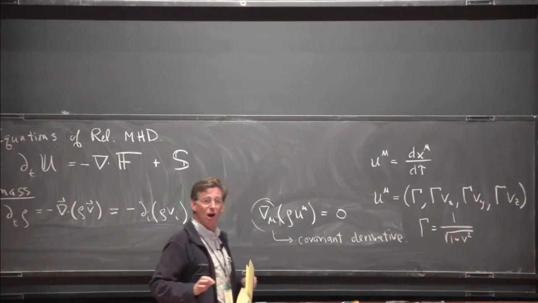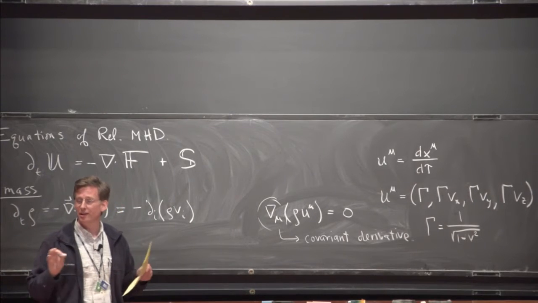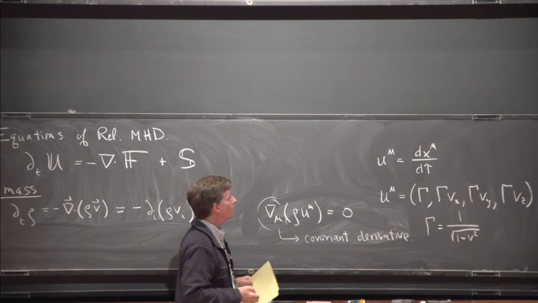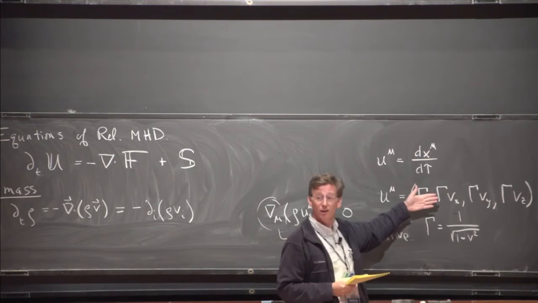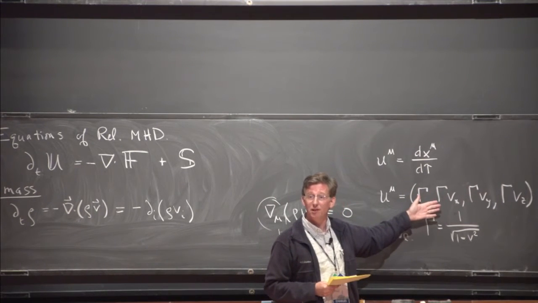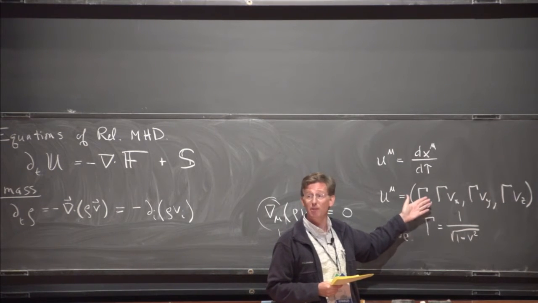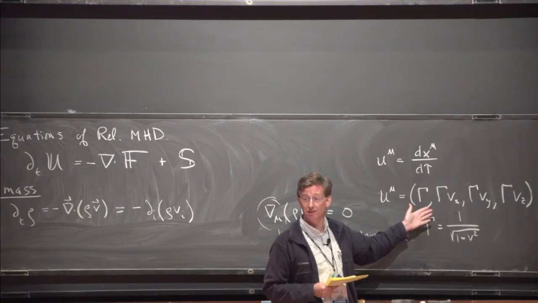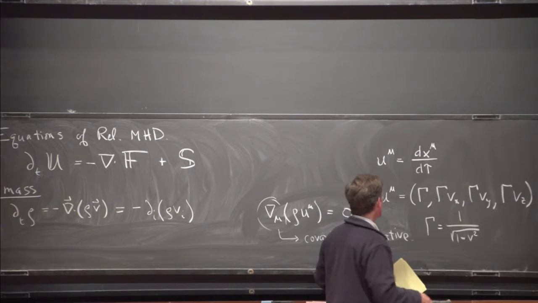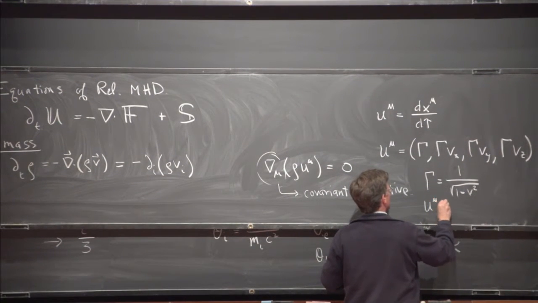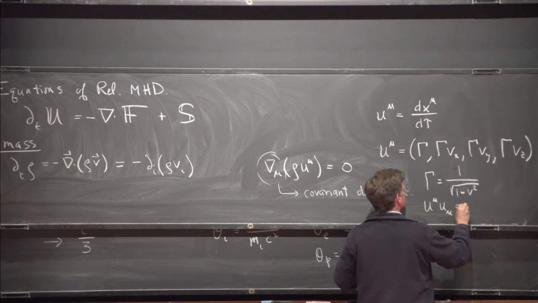And I've now gone over to setting the speed of light equal to 1. Okay. So obviously, the components of the 4 velocity are not independent. There are 3 independent components. And the 4th is obtained by a normalization condition. And the normalization condition is written like this.